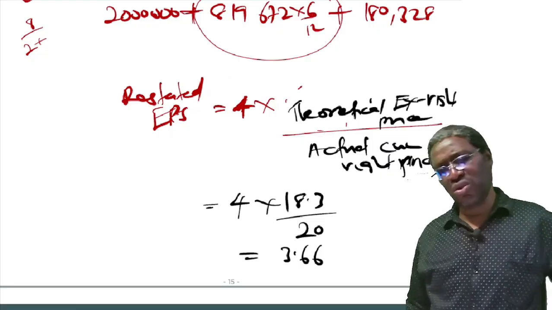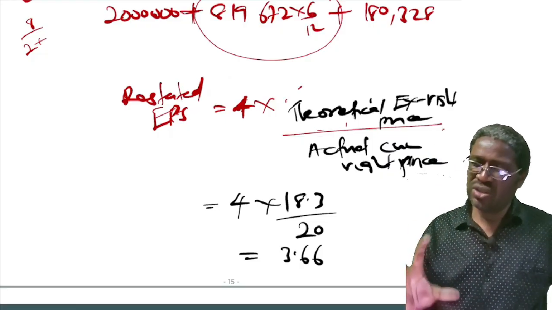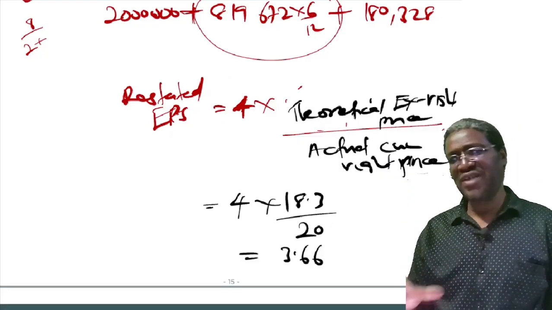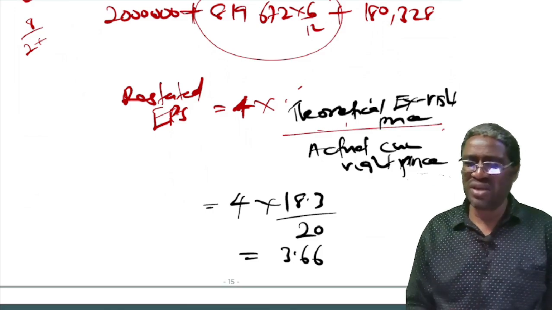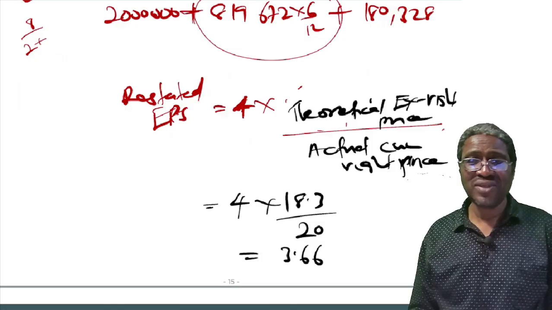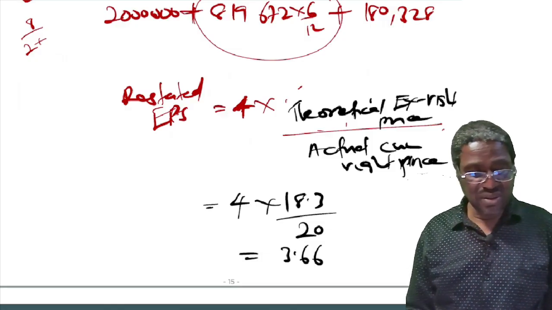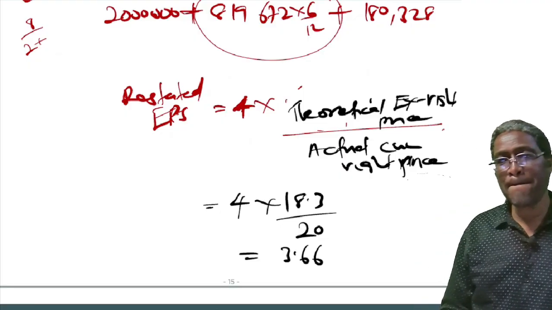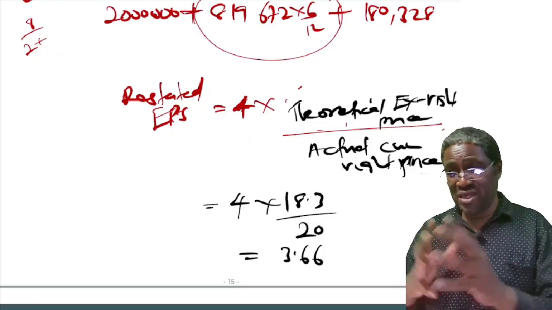So my appeal is, do not confuse stock options with the rights issue. As much as they sound the same, the workings are different. The concepts are the same, but the workings are different. Can we proceed? Let me just summarize.